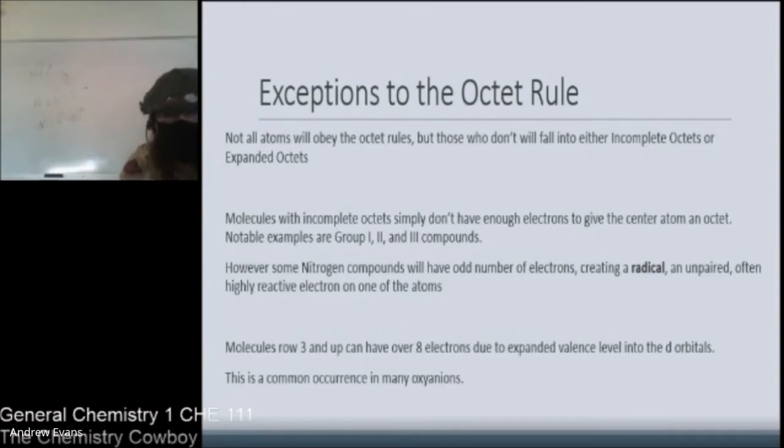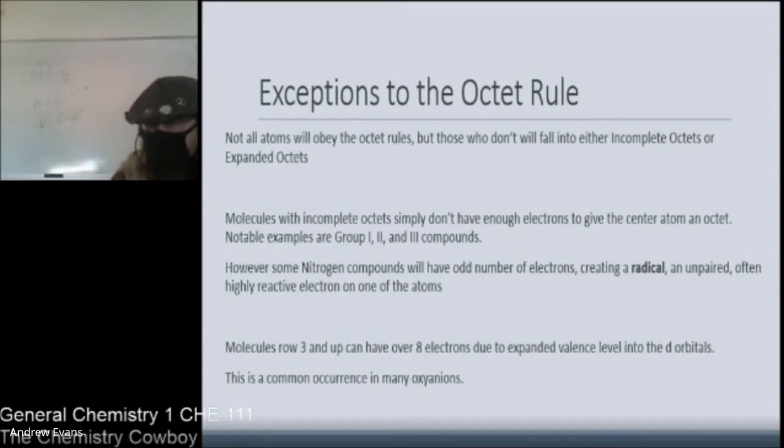Now, there are a couple of exceptions to the octet rule. Not all atoms will necessarily obey the octet rule, but those that don't fall into 2 categories. We're going to have some cases of incomplete octets. We've already seen one of those early on when we looked at boron. Boron is going to have a tough time getting a completed octet. But the more unusual one would be called the expanded octet.